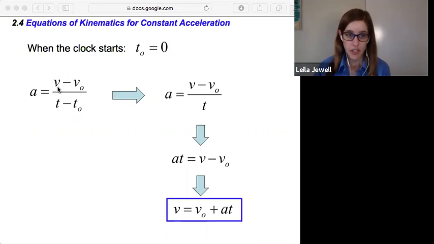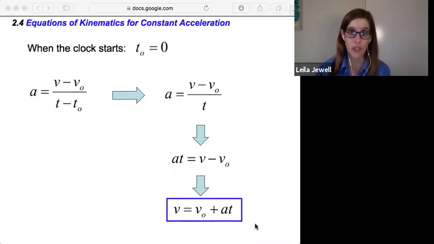Let's look at our equation for acceleration. Acceleration is equal to v final minus v initial divided by t final minus t initial, but t initial is now just 0. So we have acceleration is v minus v naught divided by t. Well, if we want to rearrange this so that there's not a fraction, we can multiply the t across, so acceleration times time is equal to the difference of velocity, v minus v naught. And if we add the initial velocity to the other side, we now have an equation for the final velocity: the final velocity is equal to the initial velocity plus the acceleration times the time.